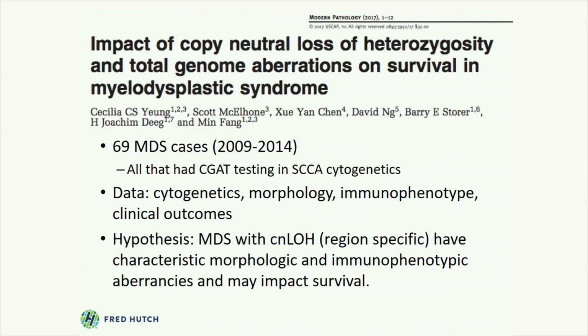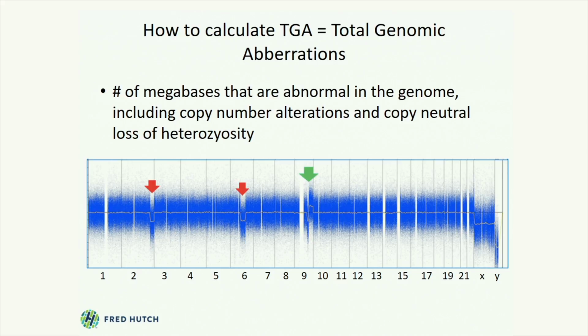So following up on our case, we actually noticed from our CGAT data that a high number of our patients had copy-neutral loss of heterozygosity. And we wanted to see what that impact was on survival in our MDS patients. We went back, we looked at sequential cases over 5 years and found 69 patients that had CGAT data in SCCA. We reviewed cytogenetic, morphology, immunophenotype, as well as compared that to their clinical outcomes. Our hypothesis here was that the MDS cases with CNLOH region-specific abnormalities may have specific morphologic and immunophenotypic aberrancies that can impact survival.